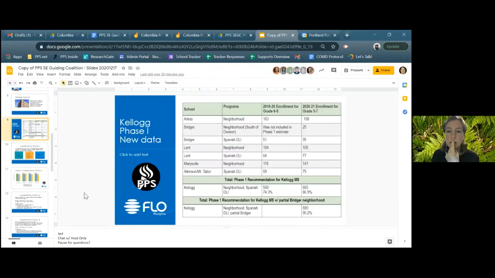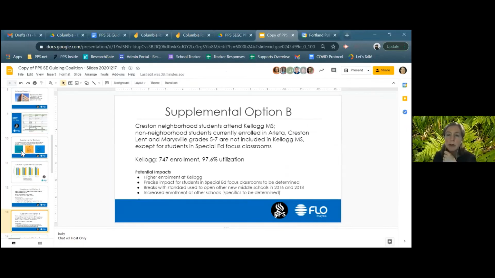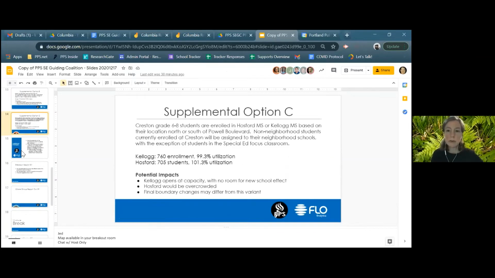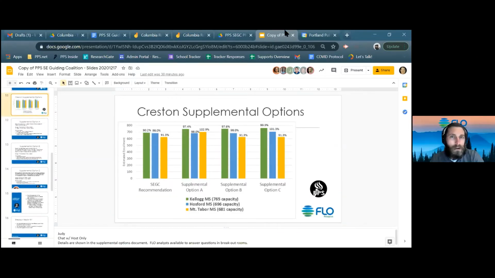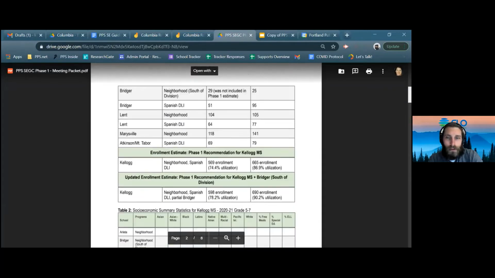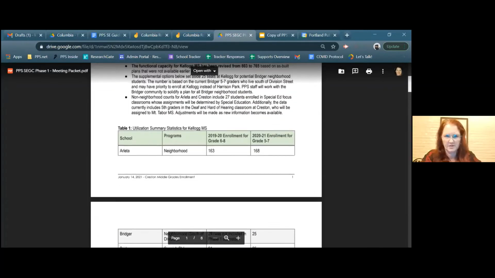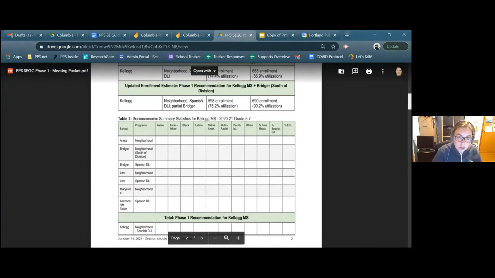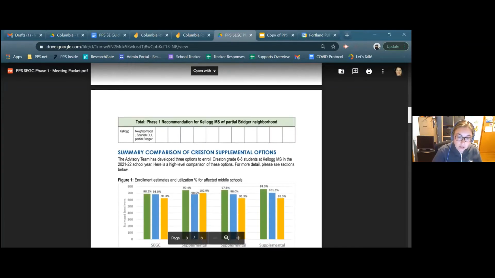So it looks like, I don't see the Creston numbers there, but I see numbers from Arleta and Bridger, Lent, Marysville, all of the other schools. Right. And the report, maybe page 9. Kathleen, I do have those numbers for the options too, but if we wanted to start with just looking at the, yeah, there as well. Go down a little bit more to option A, and it lists Creston at 134.